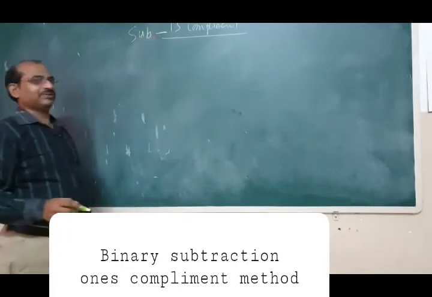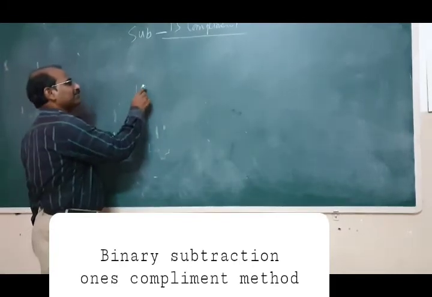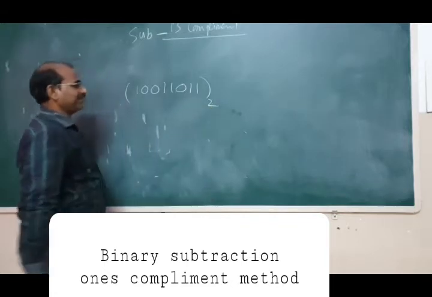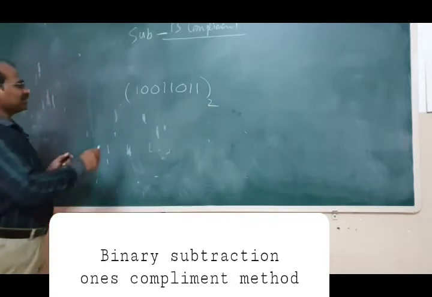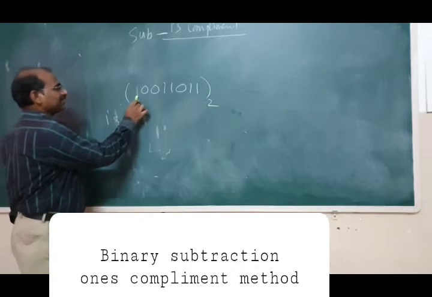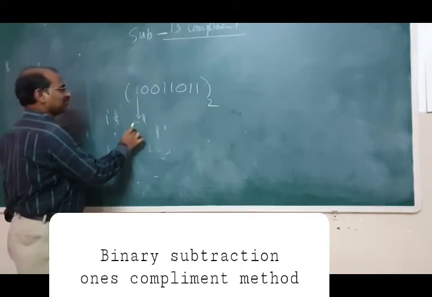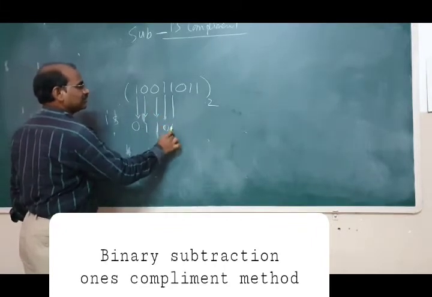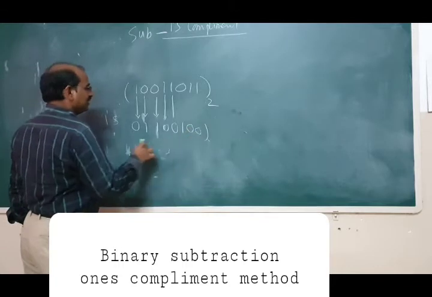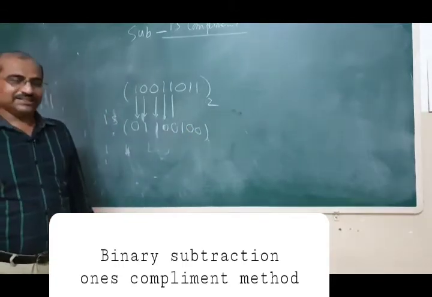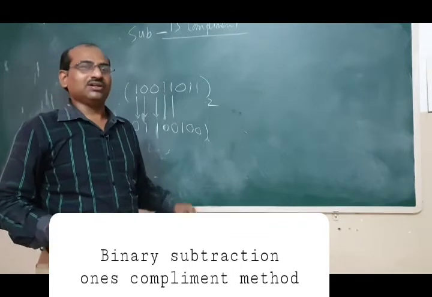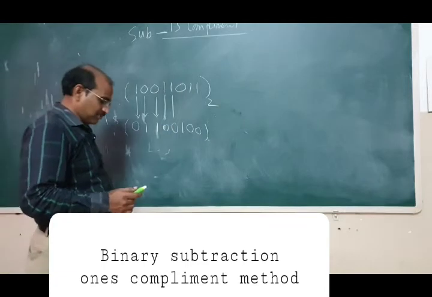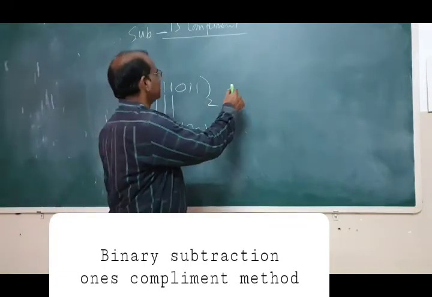Subtraction by ones complement method. So, what is the ones complement of a given number? Some binary number I am writing. How to write the ones complement? Ones complement is very simple, just write the complement. For 1 write 0, for 0 write 1. Just write the other number. Complement of 1 is 0, complement of 0 is 1. That's all. One more example, then we will go for the subtraction.